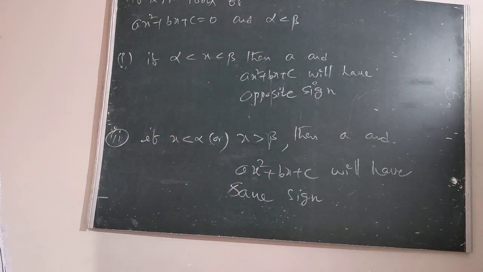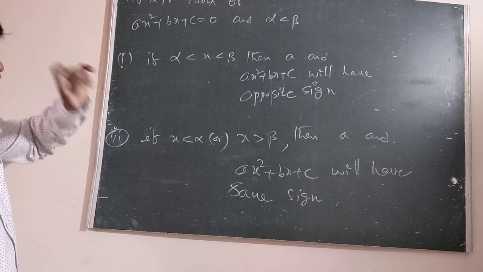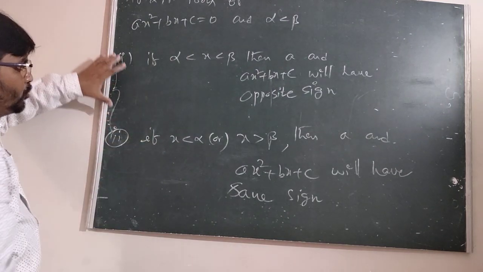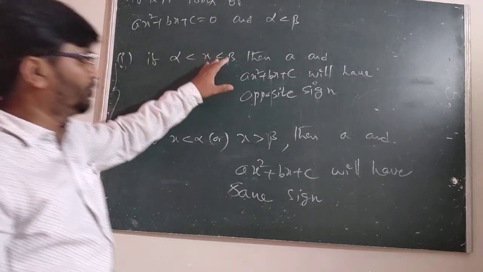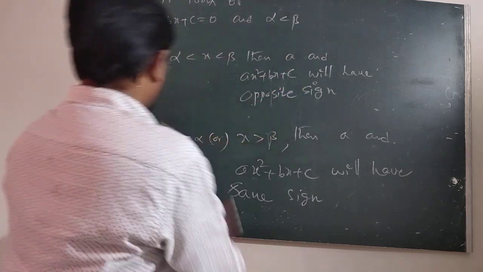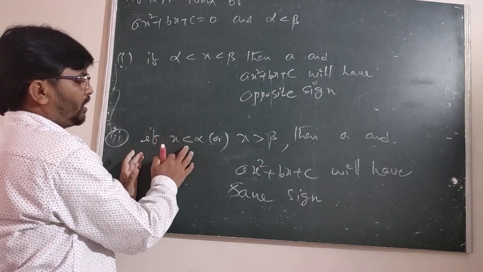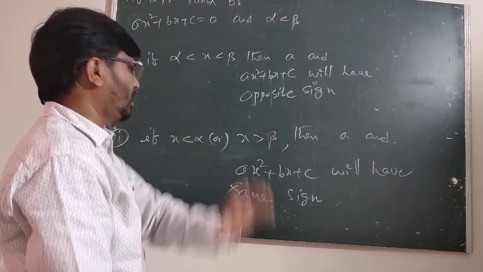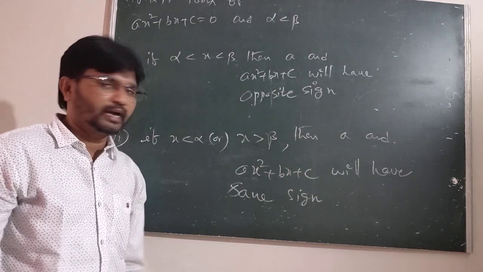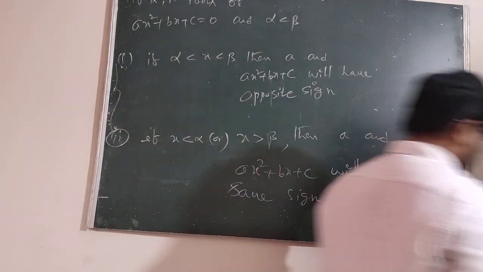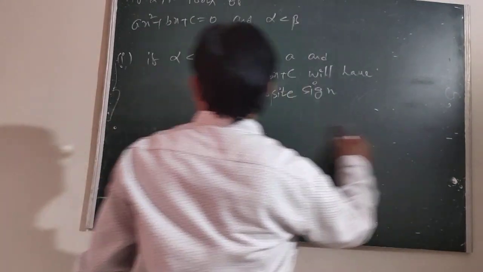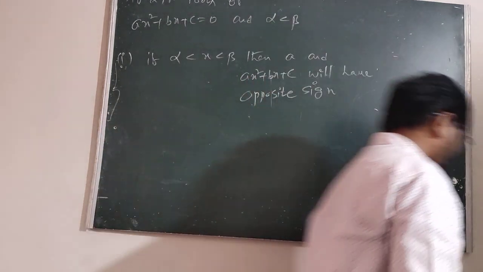Now we can prove this. Here alpha and beta are the roots of the equation and alpha is less than beta. Now here arise the two cases. If alpha less than x less than beta, then ax square plus bx plus c and a have opposite sign. If x is less than alpha or x is greater than beta, then a and ax square plus bx plus c will have the same sign. Now first we prove case 1. So what is given here? Alpha is less than x less than beta.